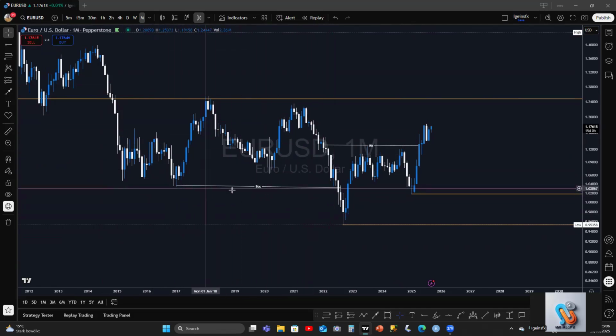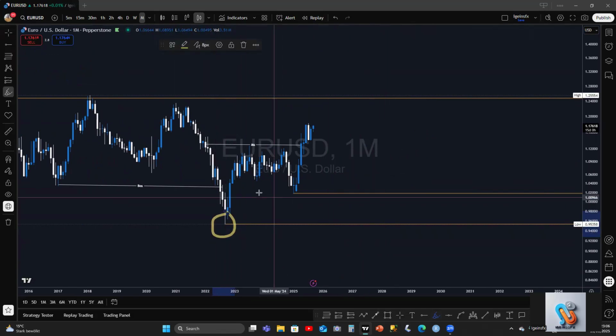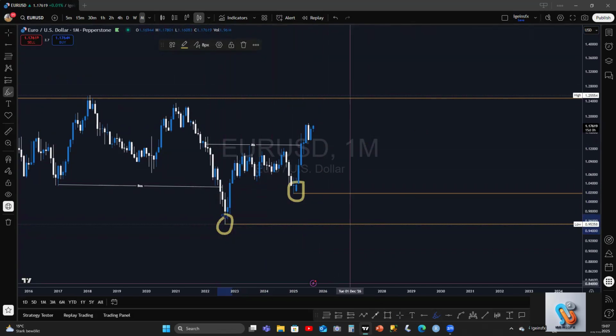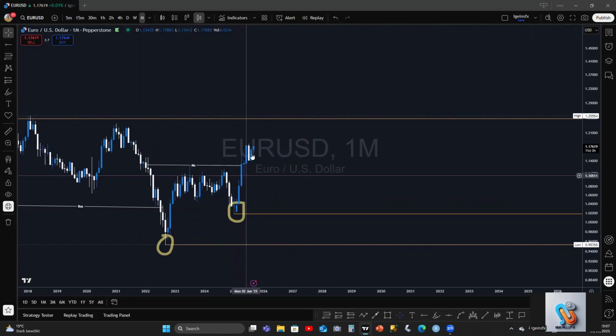Now, this is the last break of structure to the downside, and this level is a support level where we have the lowest low of price. Now we have another leg, a lower high. This is a lower low, and this is a lower high. So at this point, this push here gave us a market shift.